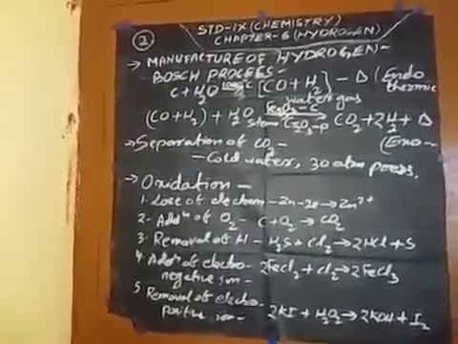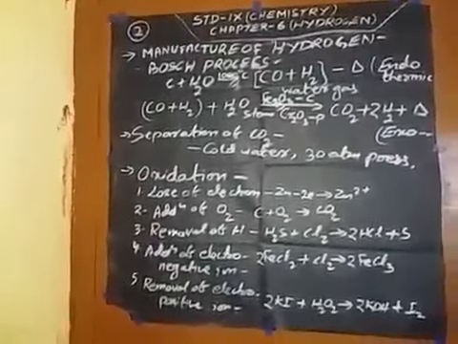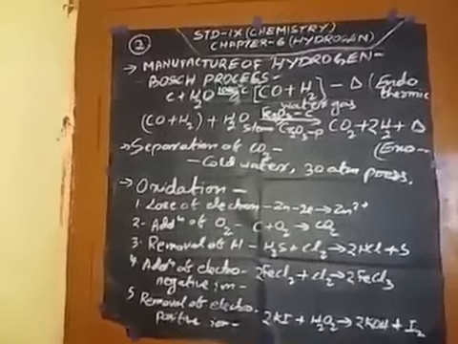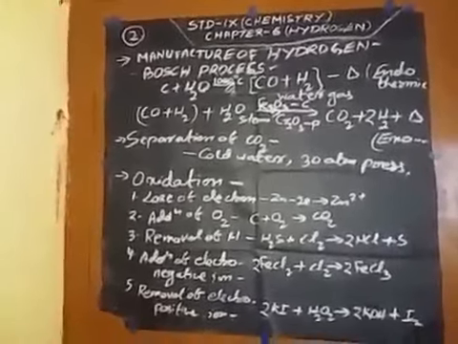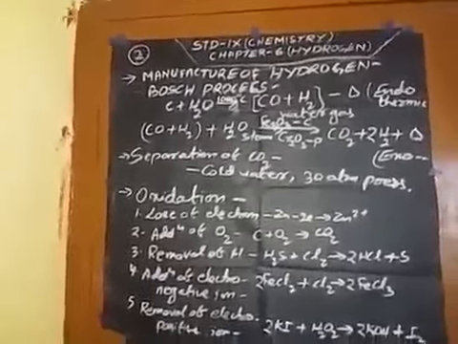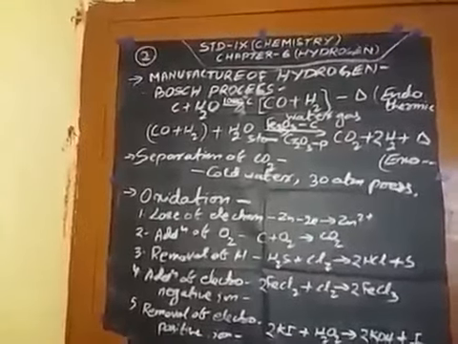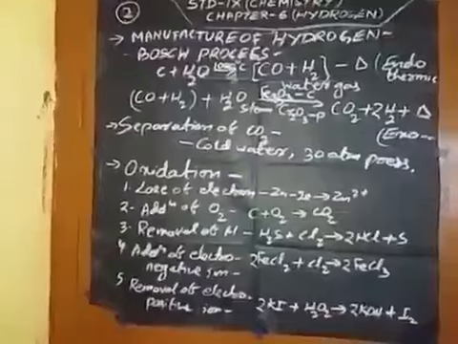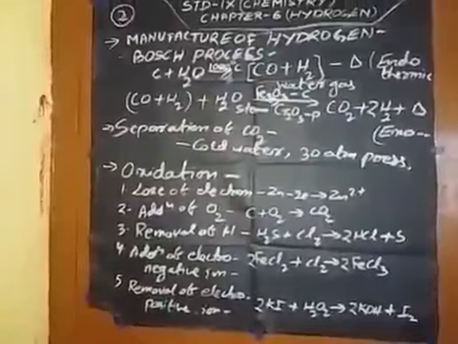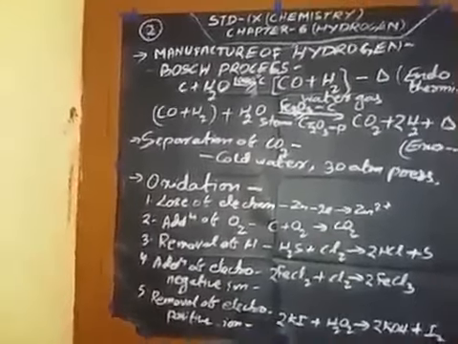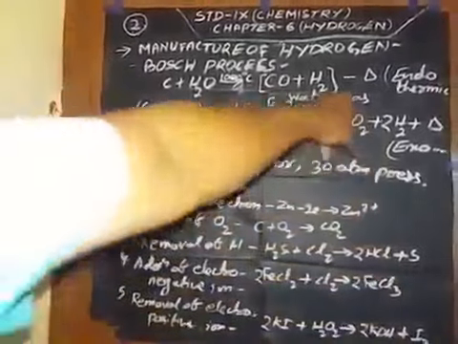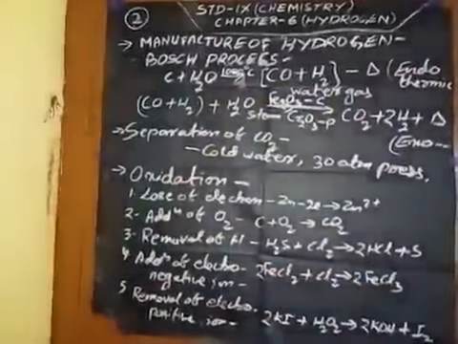Then, manufacture of hydrogen by the Bosch process. So red hot coke is added with steam to form carbon monoxide and hydrogen. Red hot coke added with steam at near about 1000 degrees Celsius forms water gas and absorbs heat, that is an endothermic reaction.